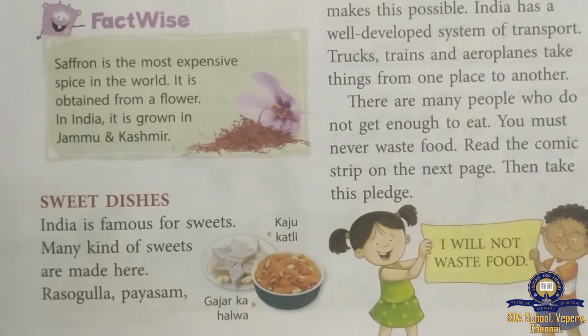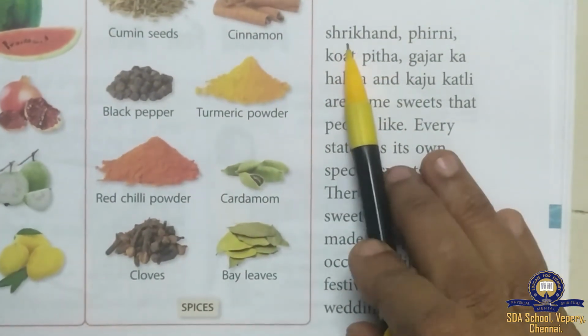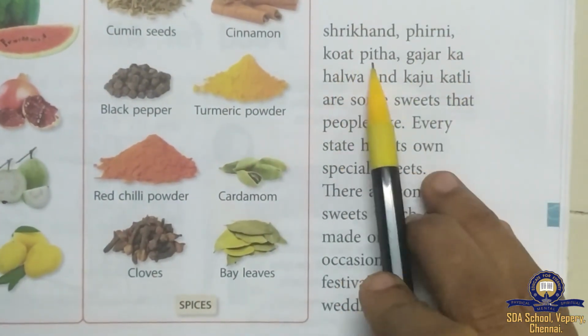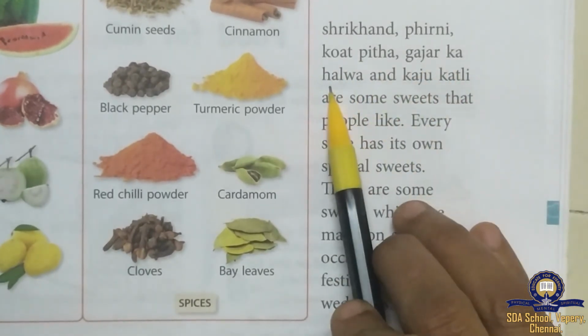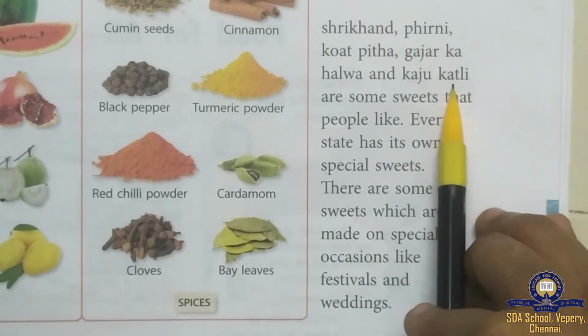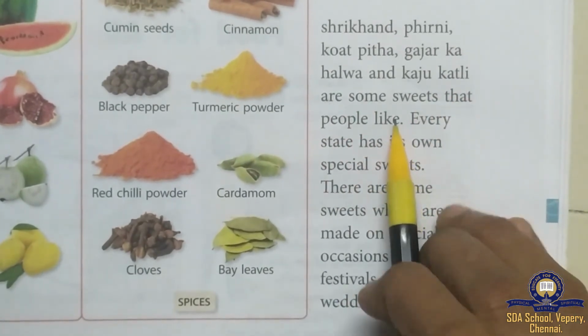About sweet dishes, each region in India has its special sweet. For example, rasagulla and payasam, shrikhand, pinni, kotpita, gajar ka halwa and kaju katli are some sweets that people like.